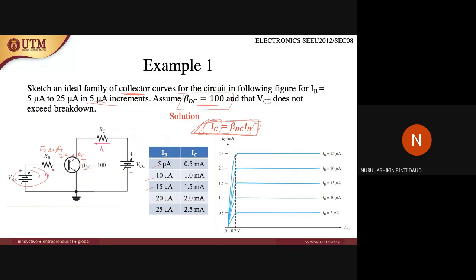Make sure, when you plot the graph, that you take note of the potential drop for the transistor here. Usually the value is 0.7 volts. After 0.7 volts, the graph will be saturated and linear like this. So this is another point for you to plot the graph. Next, I think this is very easy for you.